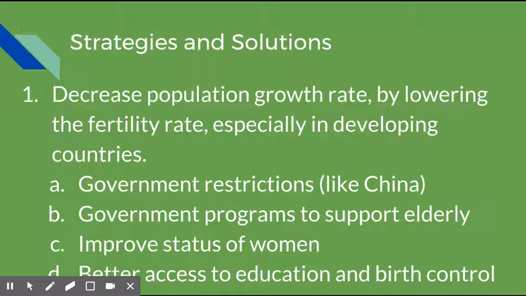Now, some of these things have been happening. If you remember the graph from the third slide, the population growth actually peaked in the 1970s and has been declining ever since. This decline is also why many people are not as worried about population growth as much anymore.